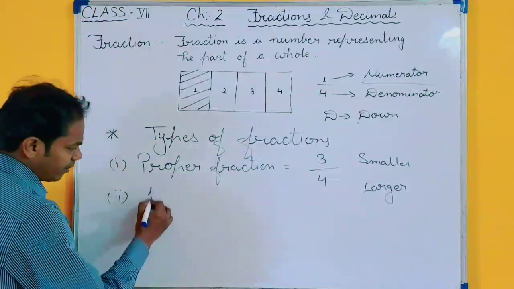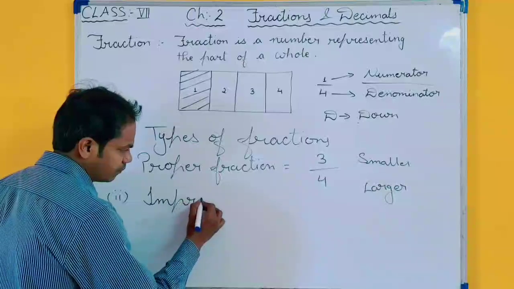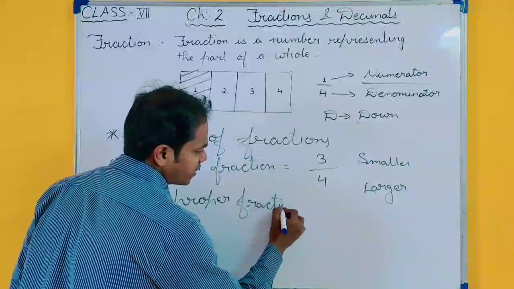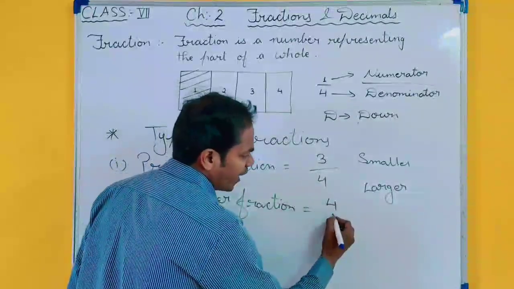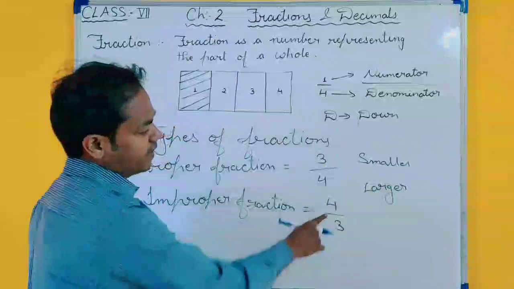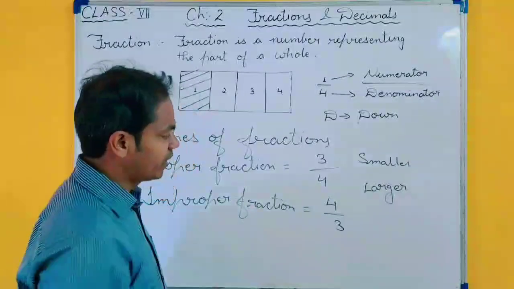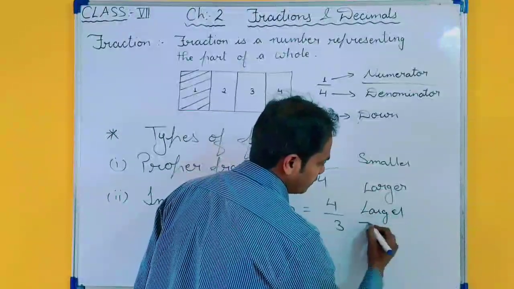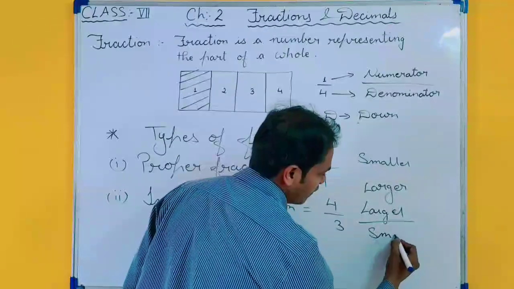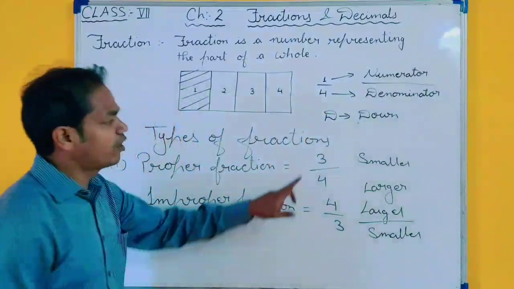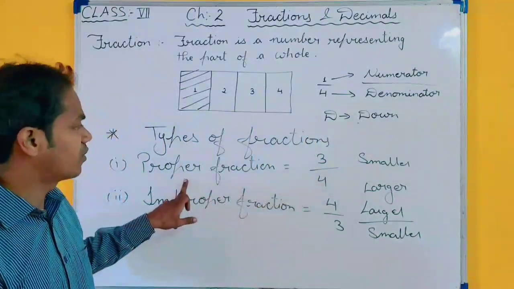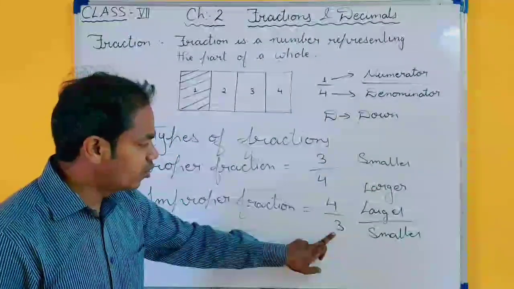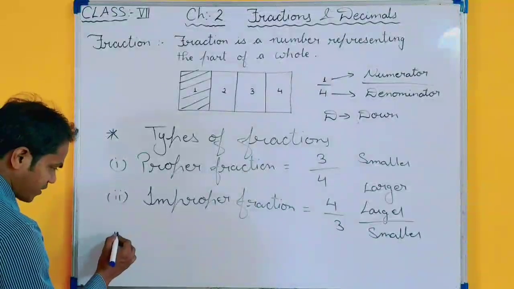Same way, improper fraction. Improper fraction is reverse of this. When your numerator is greater than denominator, then it is known as improper fraction. 4 is larger than 3 and 3 is the smaller value. Okay. So when your numerator is smaller than denominator, it is a proper fraction, and when your numerator is greater than denominator, it is an improper fraction.